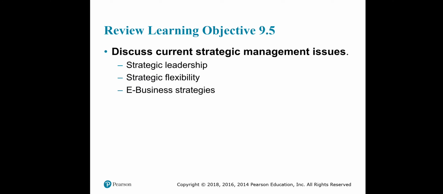Finally, the fifth learning objective. Managers face three current strategic management issues: strategic leadership, strategic flexibility, and important types of strategies for today's environment. Strategic leadership is the ability to anticipate, envision, maintain flexibility, think strategically, and work with others in the organization to initiate changes that will create a viable and valuable future for the organization, and it includes eight key dimensions.